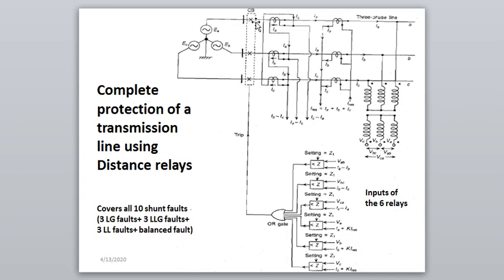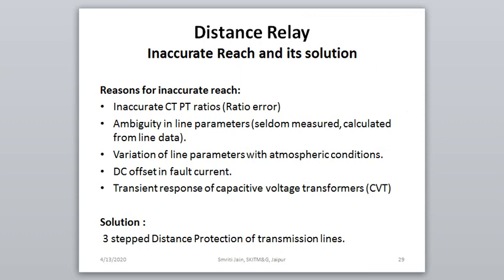If we connect the system and we measure all these quantities by means of CTs and PTs by connecting them here like this, we can cover all the 10 shunt faults and we can secure the system for all these faults. Now distance relays have some inaccurate reach because of inaccurate CT-PT ratios.